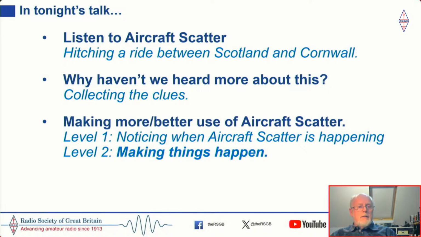So I've divided it into level 1 and level 2. Level 1 is the passive consumer, where the only important thing to do is to be aware that aircraft scatter's happening. Level 2 is changing it up and making things happen.